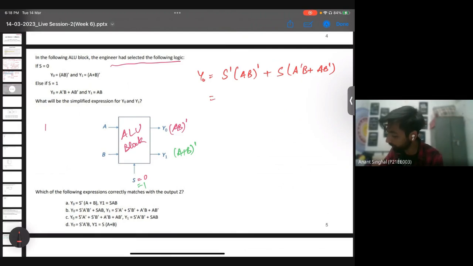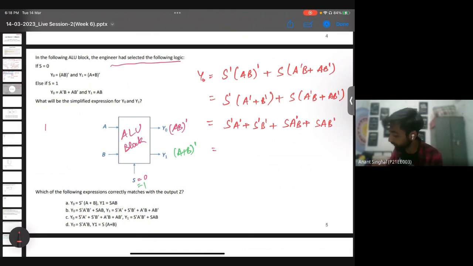So let me try to open it. So it is nothing but s bar, this is a bar plus b bar, and then plus s, this is a bar b plus a b bar. So s bar a bar, I'm just opening the brackets, s bar b bar, then s a bar b plus s a b bar.